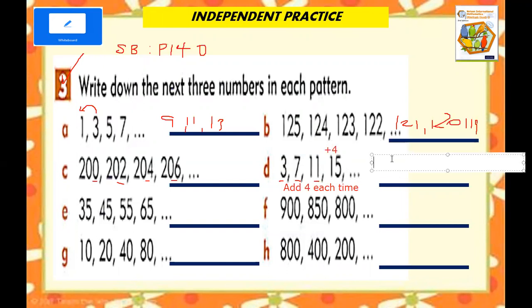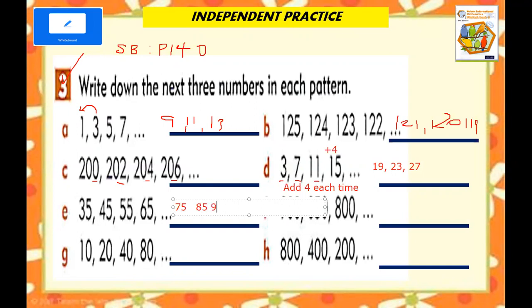Okay, so 15 plus 4, 19, then plus 4, 23, and plus 4, 27. Okay, and this is 45 minus 35 is 10, and it is increasing, therefore we will add 10 each time. So 75, and then 85, then 95.